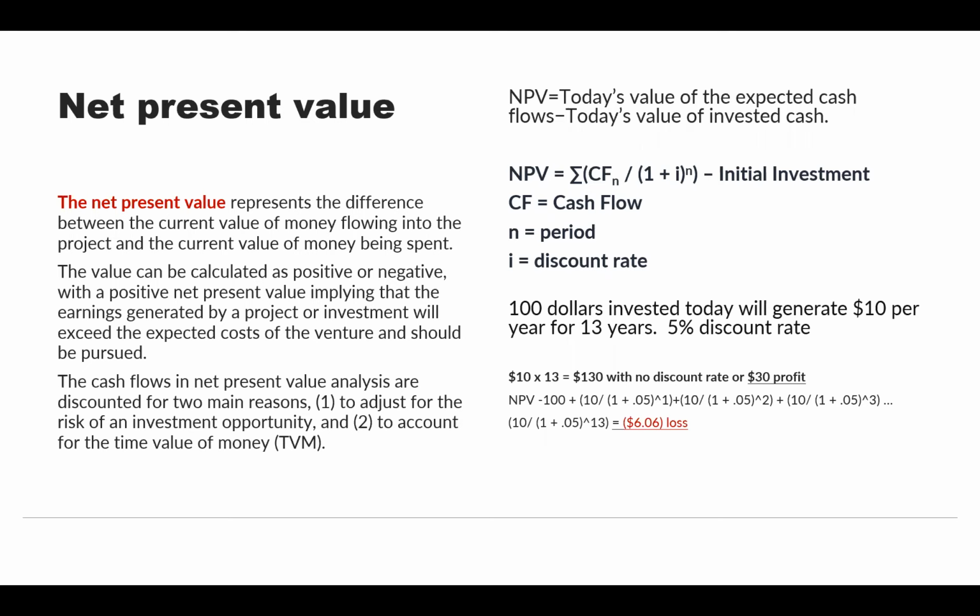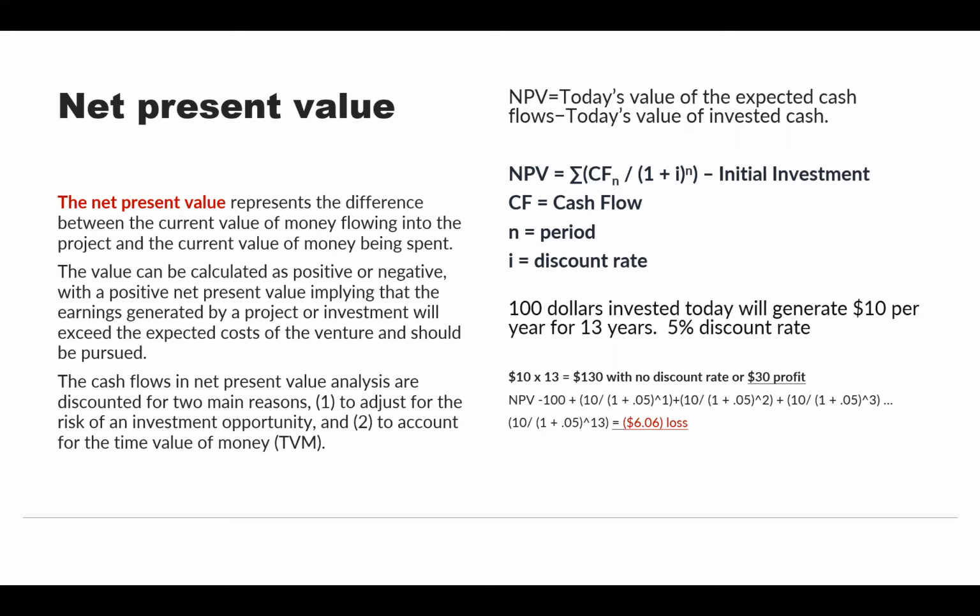The formula has that little summation. So net present value is the summation of that series of future cash flow payments. So say you've got $100 you're investing today, and you're going to generate $10 a year for 13 years. So the cash flow is $10, right? The initial investment would be the $100. The period of time is 13 years. And then you're setting a 5% discount rate.